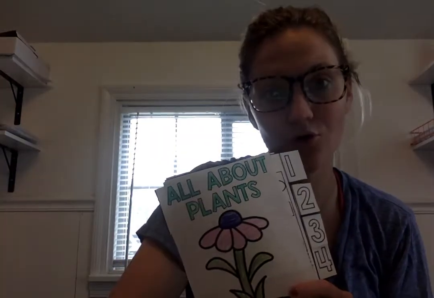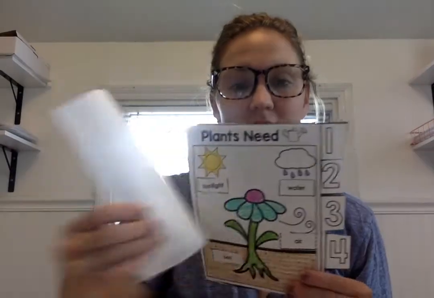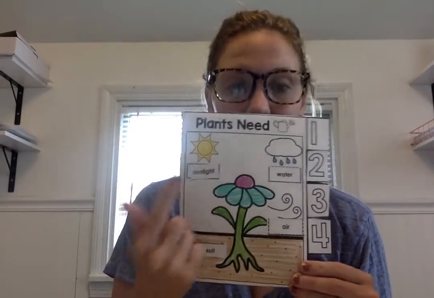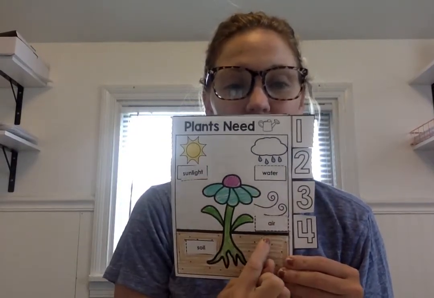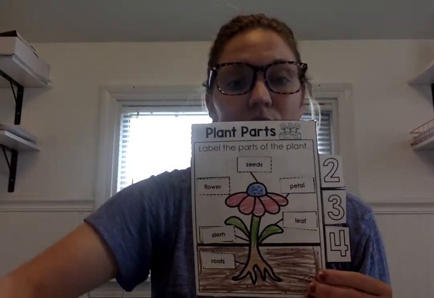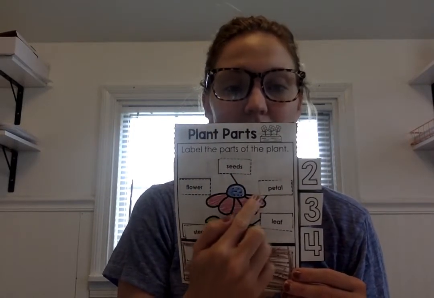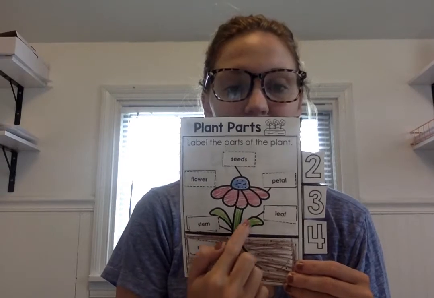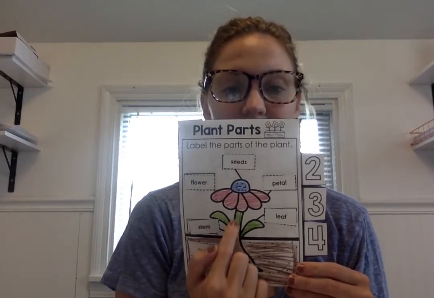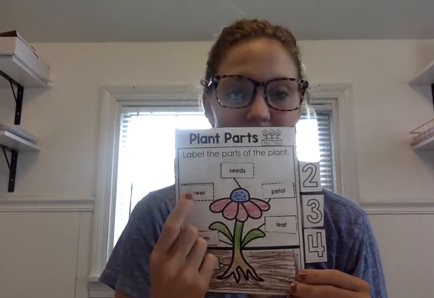It is time to do our last page of our All About Plants book because next week we're done talking about plants. All right, so we've done our cover, All About Plants. What talks about what plants need? They need sunlight, water, air, soil. Flip to the next page. We talked about plant parts. These are the seeds. This is the petal. This is the leaf. This is the stem. These are the roots, and it all is a flower.